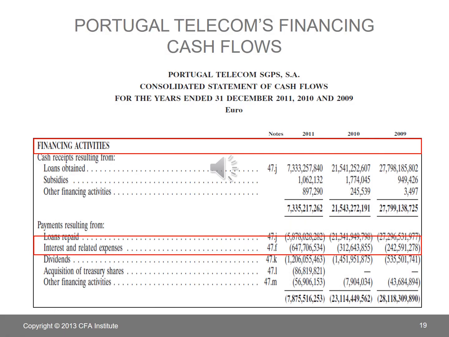Now, in this snapshot from Portugal Telecom's statement of cash flows, it shows the choice to report interest expense in financing activities. And as we noted earlier, US GAAP classifies interest expense as an operating activity, even though the principal amount of the debt issued is classified as a financing activity. In contrast, IFRS allows companies to classify interest expense as either an operating activity or a financing activity.